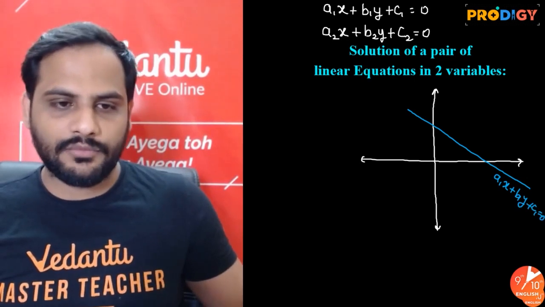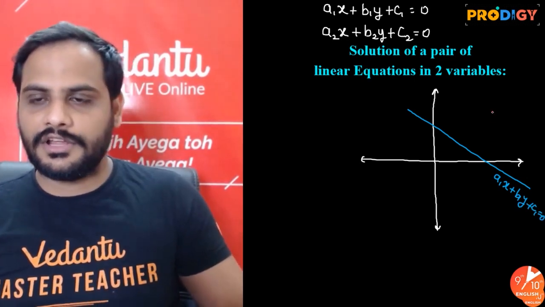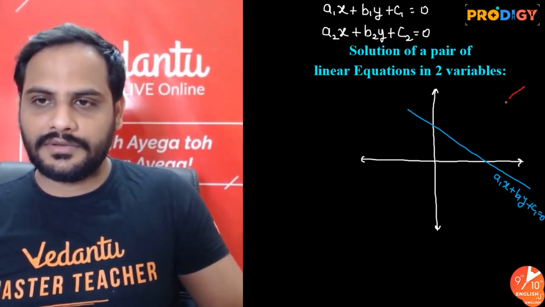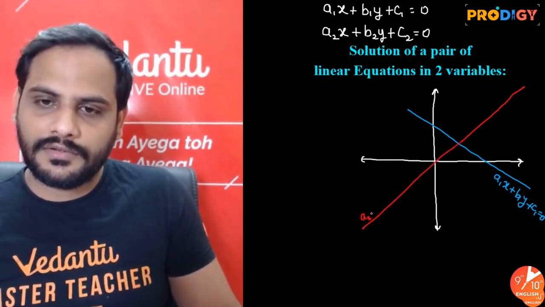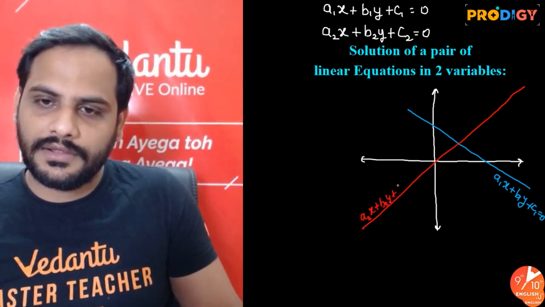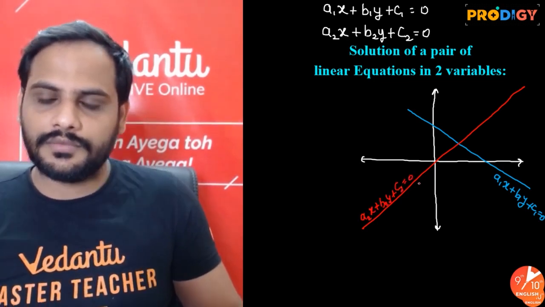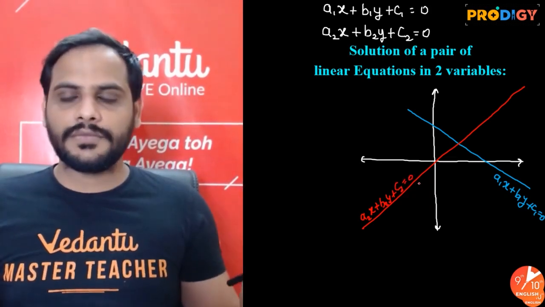And let's say there is one more equation. The other equation is, suppose, something like this. Alright, so this is a2x plus b2y plus c2 equal to 0. Yes or no? Correct, beta?